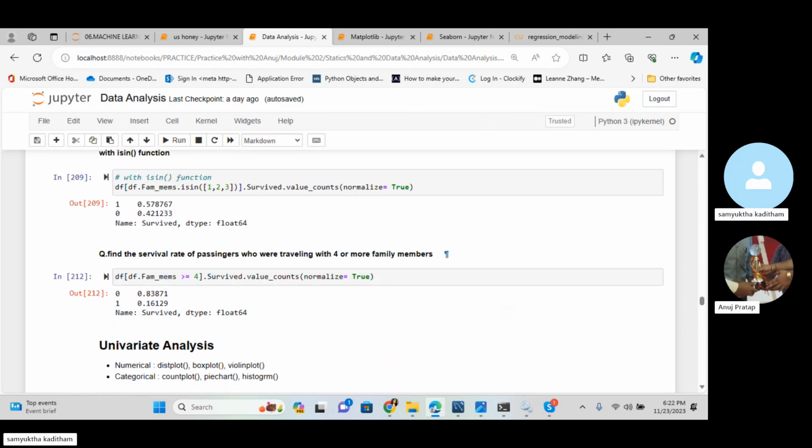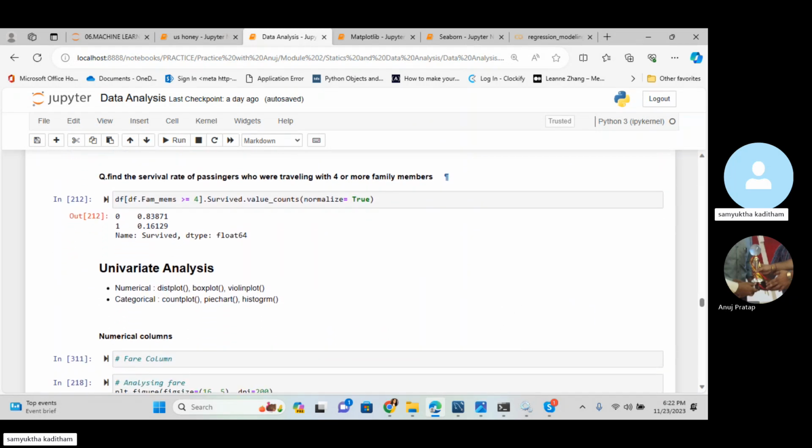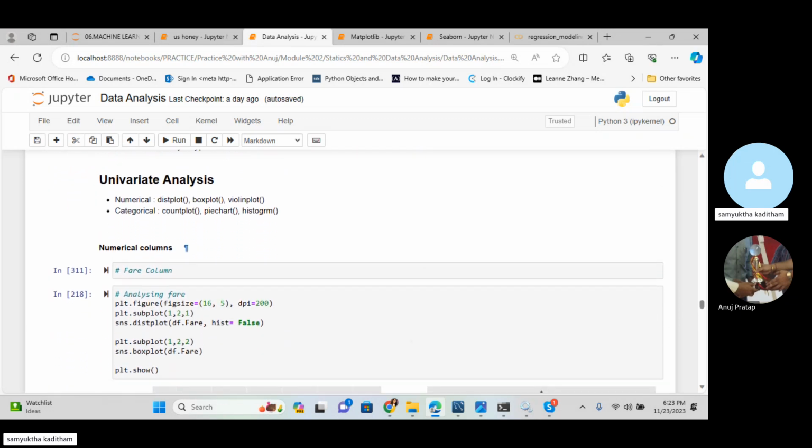Yeah, this can also be calculated with the isin function. Till there I attended. After that, we can find the survival rate of passengers who were traveling with four or more. This is also simple. We have selected four-member families here.